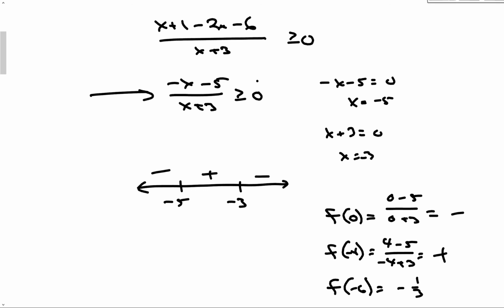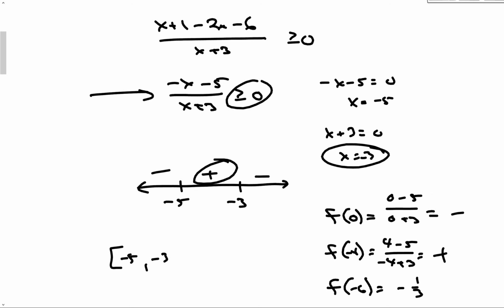So my answer is where this is positive, greater than or equal to 0. So my answer is negative 5 to negative 3, both with brackets. Okay? Oh, sorry, that's not correct.